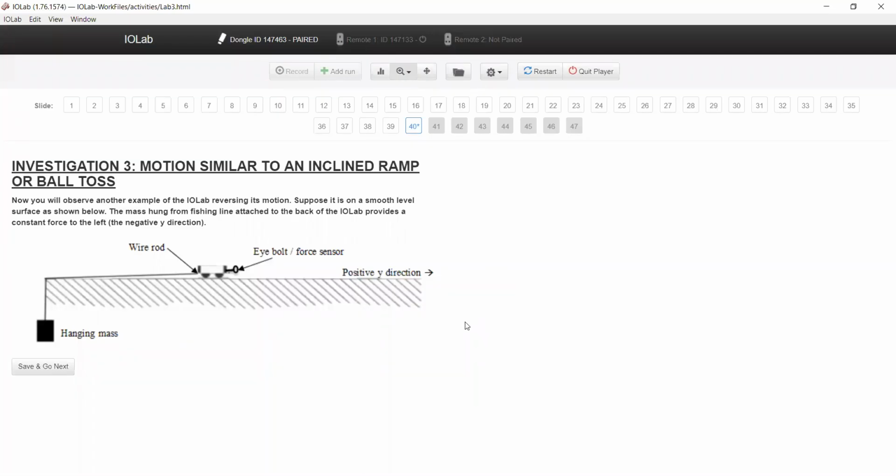Okay, in the next one we are trying to create motion similar to the incline ramp by using a hanging mass. You can see the positive y direction is towards that side. The hanging mass is on this side, so we'll give a push from that side, slowing down in a positive direction as it is being pulled, and then it stops somewhere here, comes back speeding up in a negative direction.